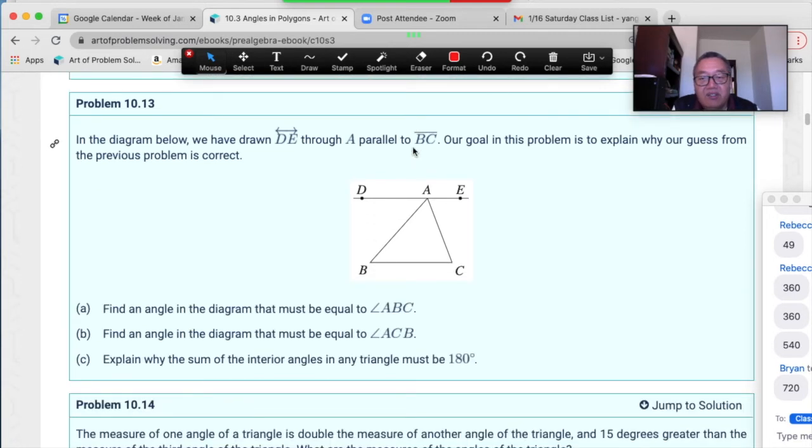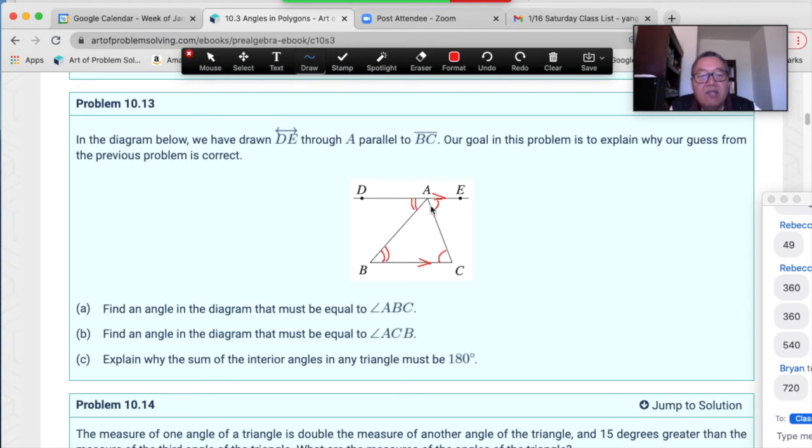Now 13. This one tries to help you prove why the sum of interior angles in a triangle always equals 180 degrees. So here, suppose we have a triangle ABC, then through A, you draw a line parallel with BC. Suppose this line is DE. Okay, this line is parallel with BC. Then this angle will equal angle C, right? And this angle will equal angle B.